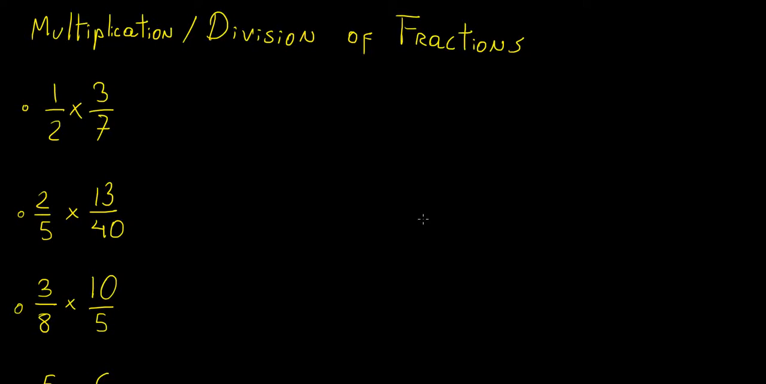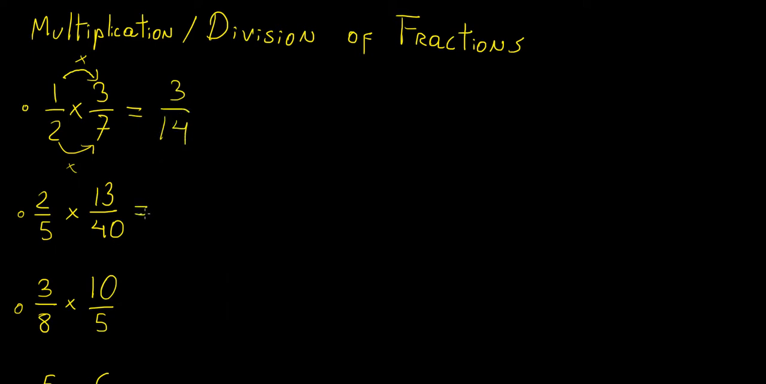Alright, in this video we're going to be doing some revision of multiplication and division of fractions. So to start off with, let's talk about multiplication. This operation is very easy because all we need to do is take the two numbers, so we multiply the numerators together and then we multiply the denominators together, and that's pretty much it. So this is going to be 3 on 14, so that's very easy.